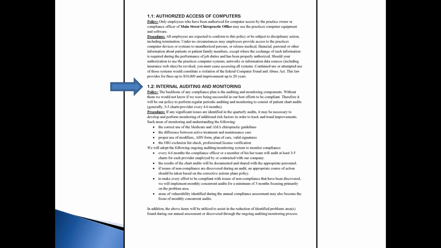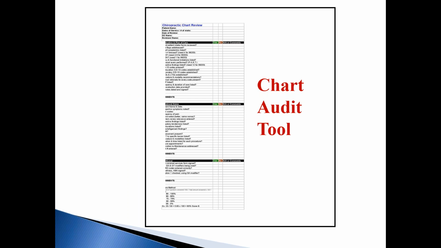They want you to take out a couple of charts every 3, 4, 5 months. What I recommend is 3 to 5 charts every 4 to 6 months. Take them, open them up, look at them, and evaluate them. Now, you might not know how to evaluate them, so what we've done is we've put together a checklist.